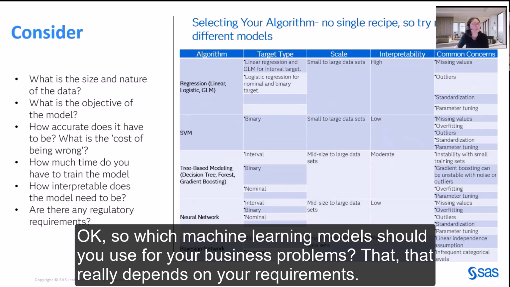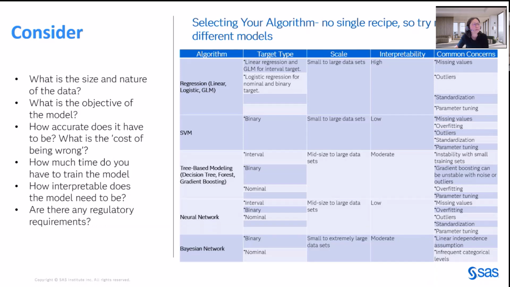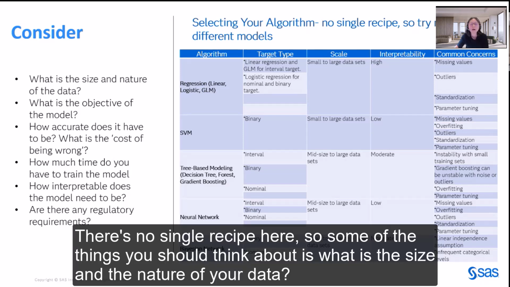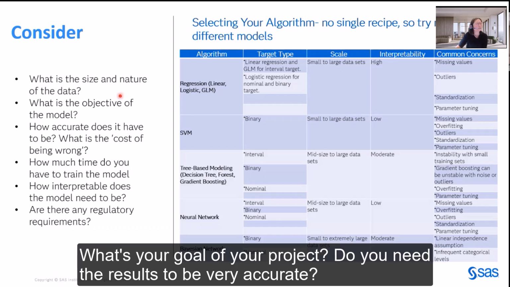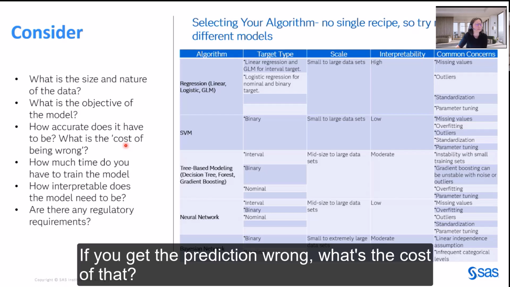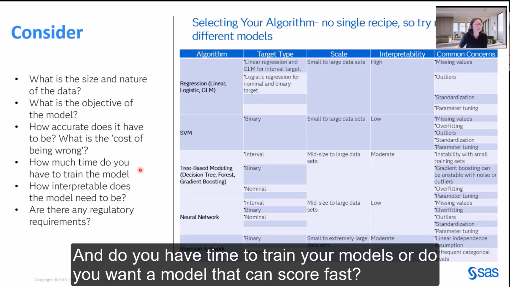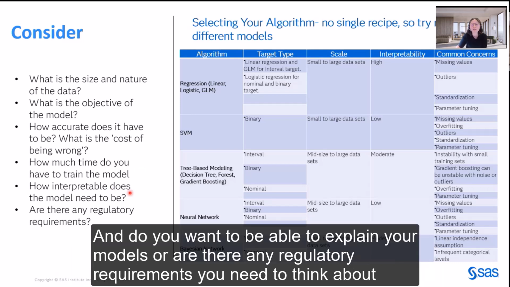Okay, so which machine learning models should you use for your business problems? That really depends on your requirements. There's no single recipe here. Some of the things you should think about are: what is the size and the nature of your data? What's the goal of your project? Do you need the results to be very accurate? If you get the prediction wrong, what's the cost of that? Do you have time to train your models, or do you want a model that can score fast? Do you want to be able to explain your models, or are there any regulatory requirements you need to think about?